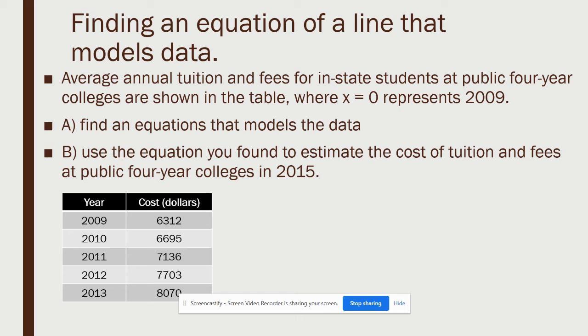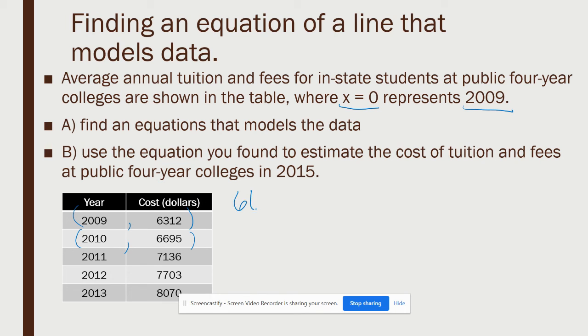Last thing we're going to do today is talk about equations that model data. And so we have this list here of average annual tuition and fees for in-state students at a public 4-year college. x equals 0 represents the year 2009. So to find an equation, we have to have a slope. But remember, these are ordered pairs. So we can use any two sets of numbers we want to here. I'll go ahead and just use the first ones.